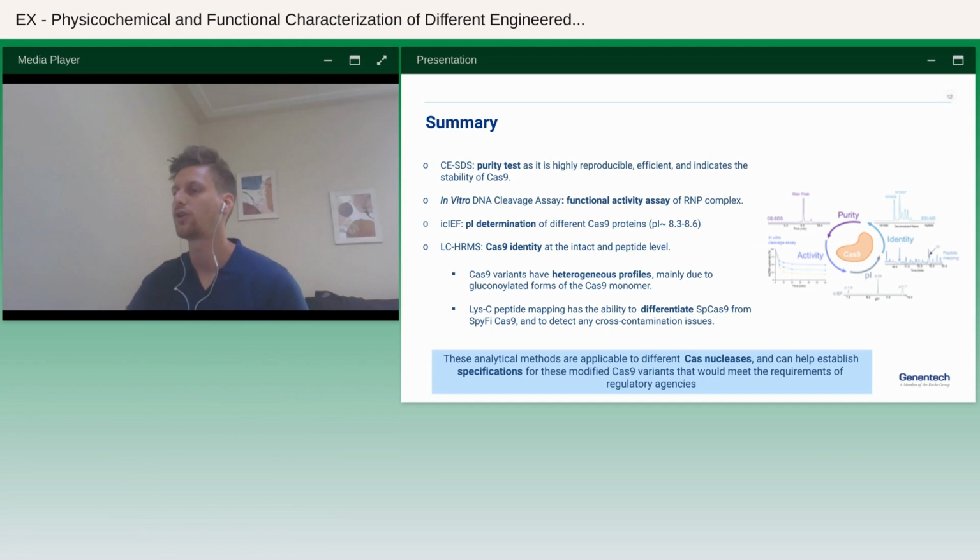So in conclusion of this part, all these analytical methods are applicable to different Cas nucleotides, for example, Cas12, and all these methods can help to establish specifications that will meet the requirements of regulatory agencies.